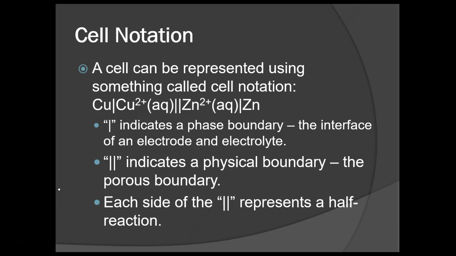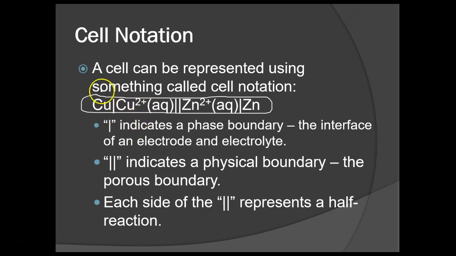Before we get into that, let's quickly talk about something called cell notation. A cell is the structure of the redox reaction that we're going to be using to capture the flow of electrons. A cell is represented by cell notation, and this is what we see here. There's our cell notation for a specific cell. In this case, we would call this a copper zinc cell.